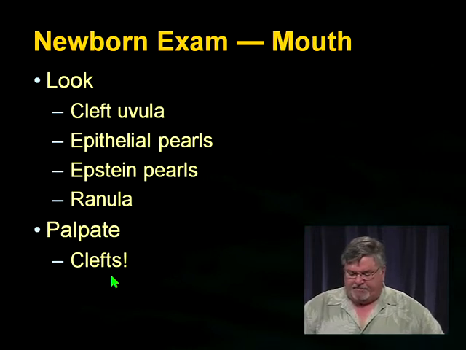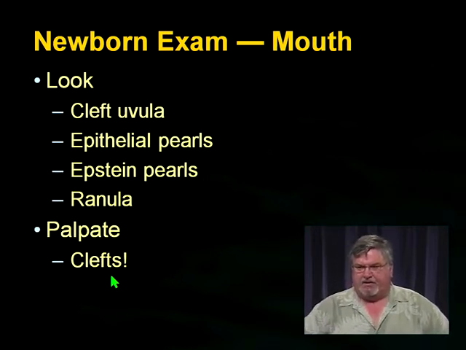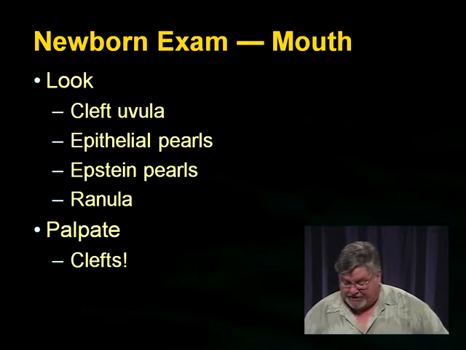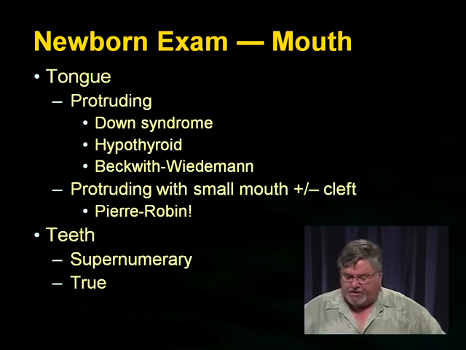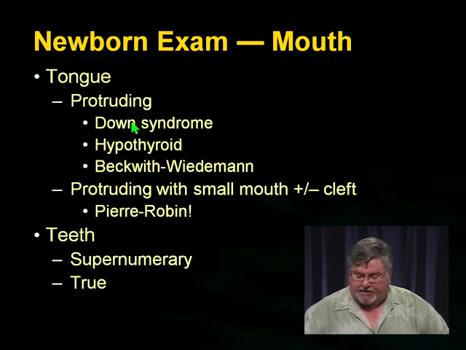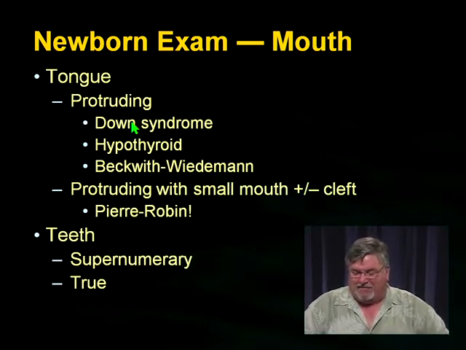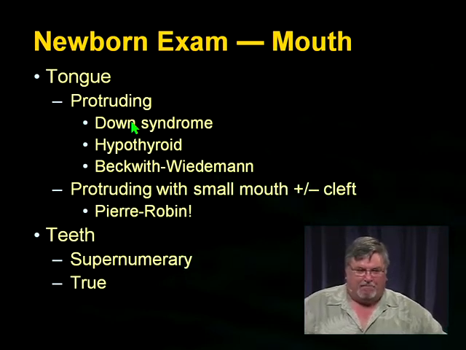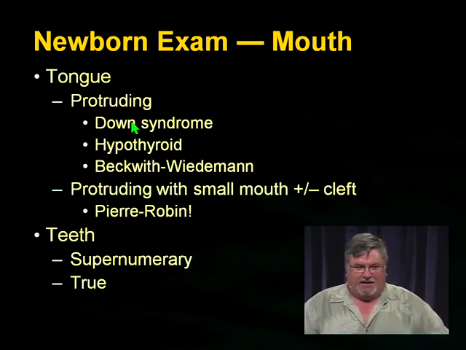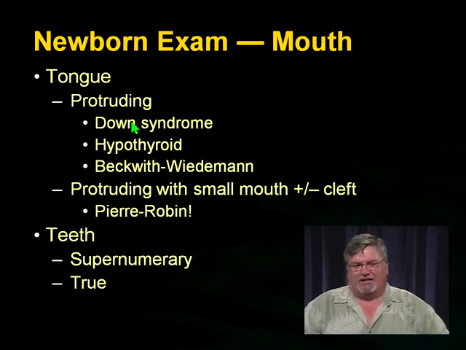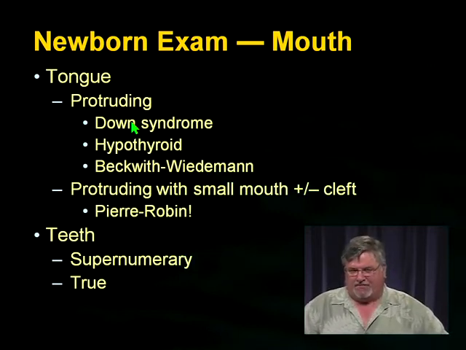Mouth: important to feel inside the oral cavity because sometimes hidden clefts you can't see, you need to palpate. Tongue: if you have a protruding tongue on the American Academy board exam, you have Down syndrome, you're hypothyroid, or you have Beckwith-Wiedemann. If you have a protruding tongue and hypoglycemia, you have Beckwith-Wiedemann. If you have a protruding tongue and big posterior fontanelle, you have hypothyroid. If you have a protruding tongue and general tone issues, decreased tone, you have Down syndrome.